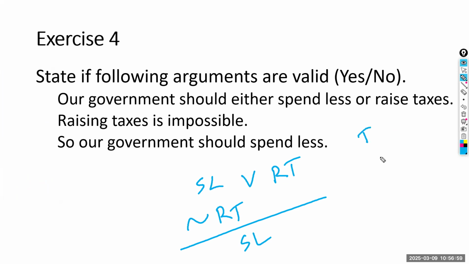So assume both are true. So this true means raising tax is false. So that is false. If this is false and this big statement is true, this must be true. So therefore, spend less must be true.